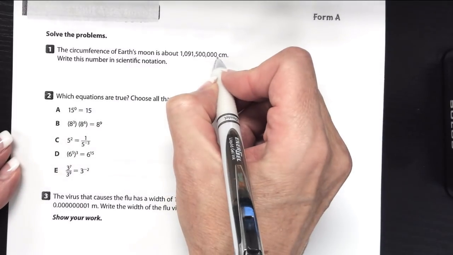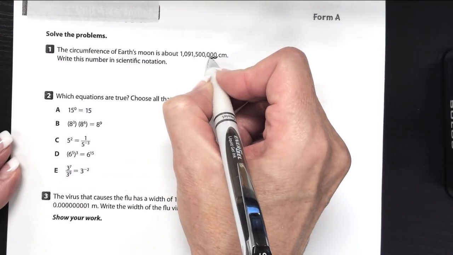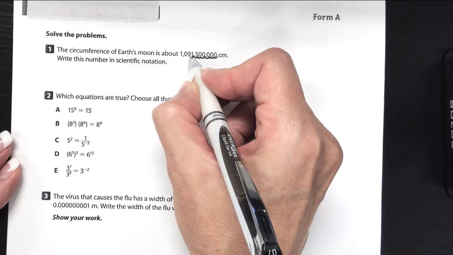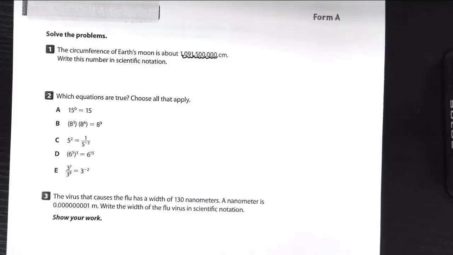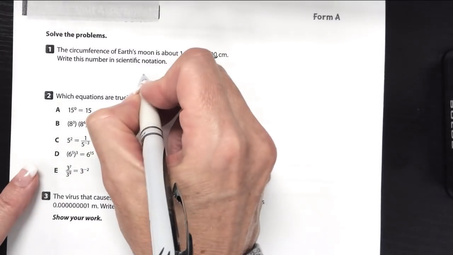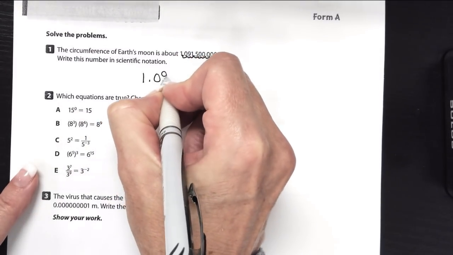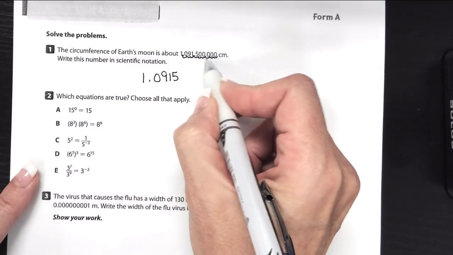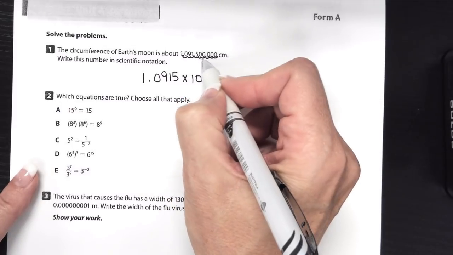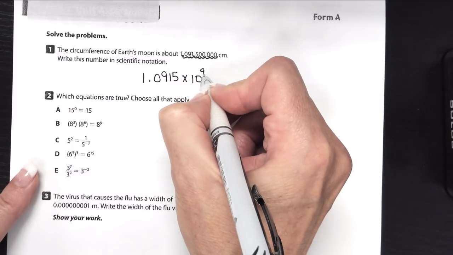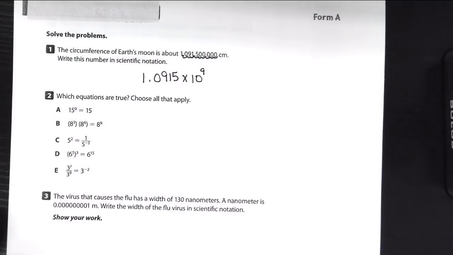All right, so I'm moving the decimal from here all the way until it's behind the 1, because scientific notation is a number equal to or greater than 1 but less than 10 times 10 to a power. So I now have 1.0915. I can drop those zeros, times 10, and we moved it 9 places. So that would be my answer in scientific notation.